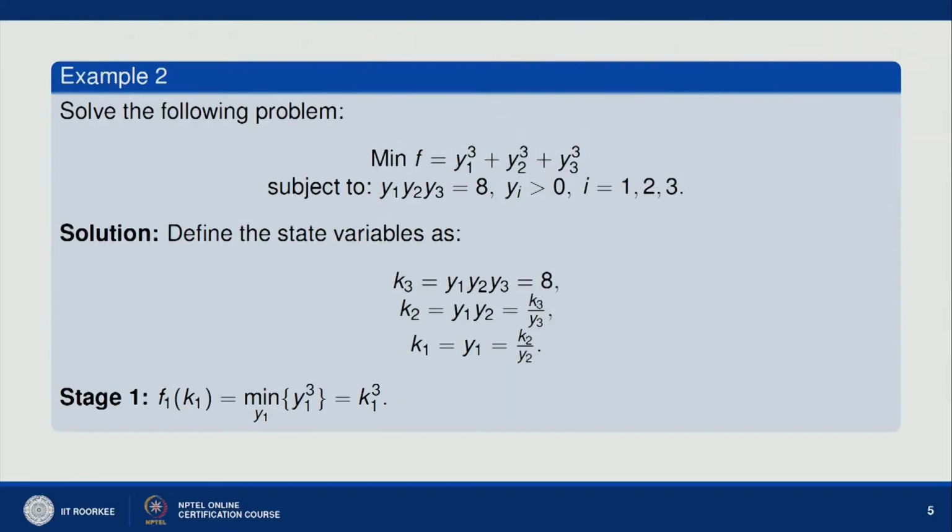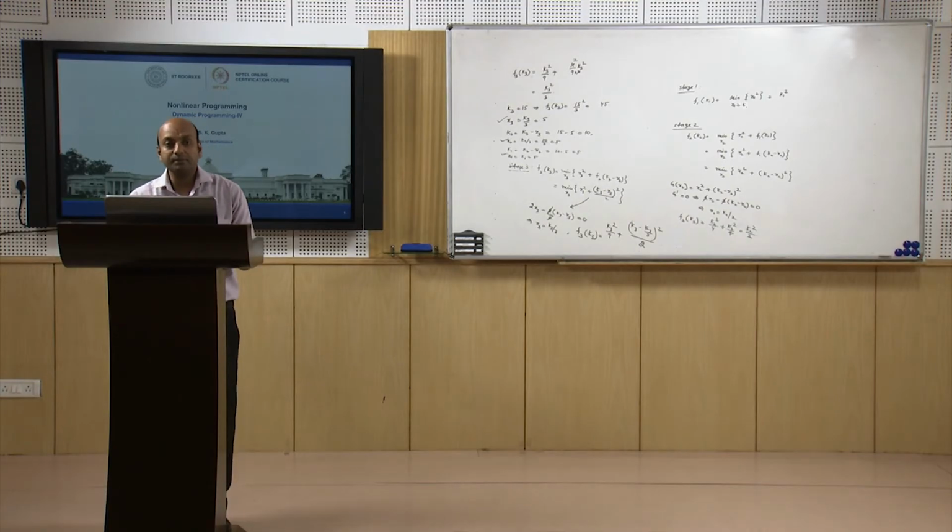Now, second example, again a simple example: minimum of f equals y1 cube plus y2 cube plus y3 cube subject to y1 into y2 into y3 equals 8 and yi strictly greater than 0 for i equals 1, 2, 3. Of course, yi can't be 0, because if any one of y1, y2 or y3 becomes 0, the product cannot be equal to 8, and we need the product equal to 8. So, we are assuming yi is strictly greater than 0.